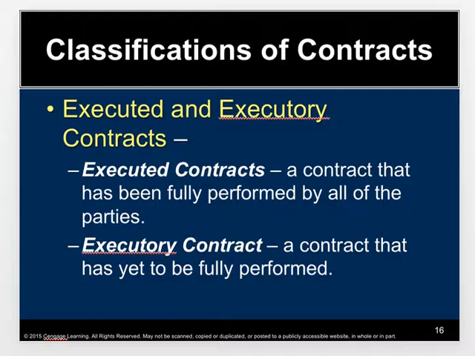An executory contract is a contract that has yet to be fully performed. So let's go back to my real estate example. Let's say that we entered into a contract, we signed the contract, but we don't close for 30 days. So you have a valid contract, but that contract is an executory contract. It's yet to be fulfilled, right? I still have to give you the house, and you still have to give me the money. So that's the difference between executed and executory.